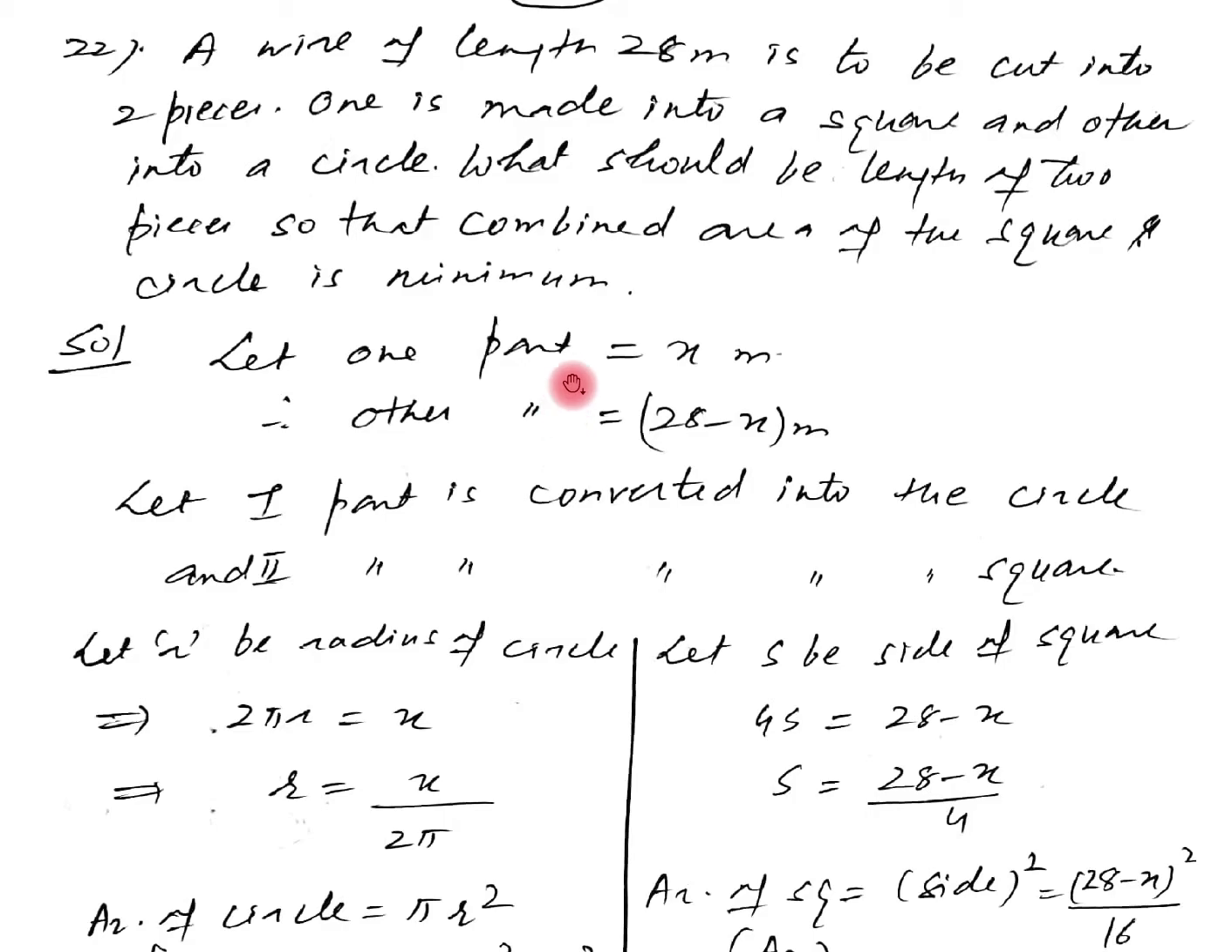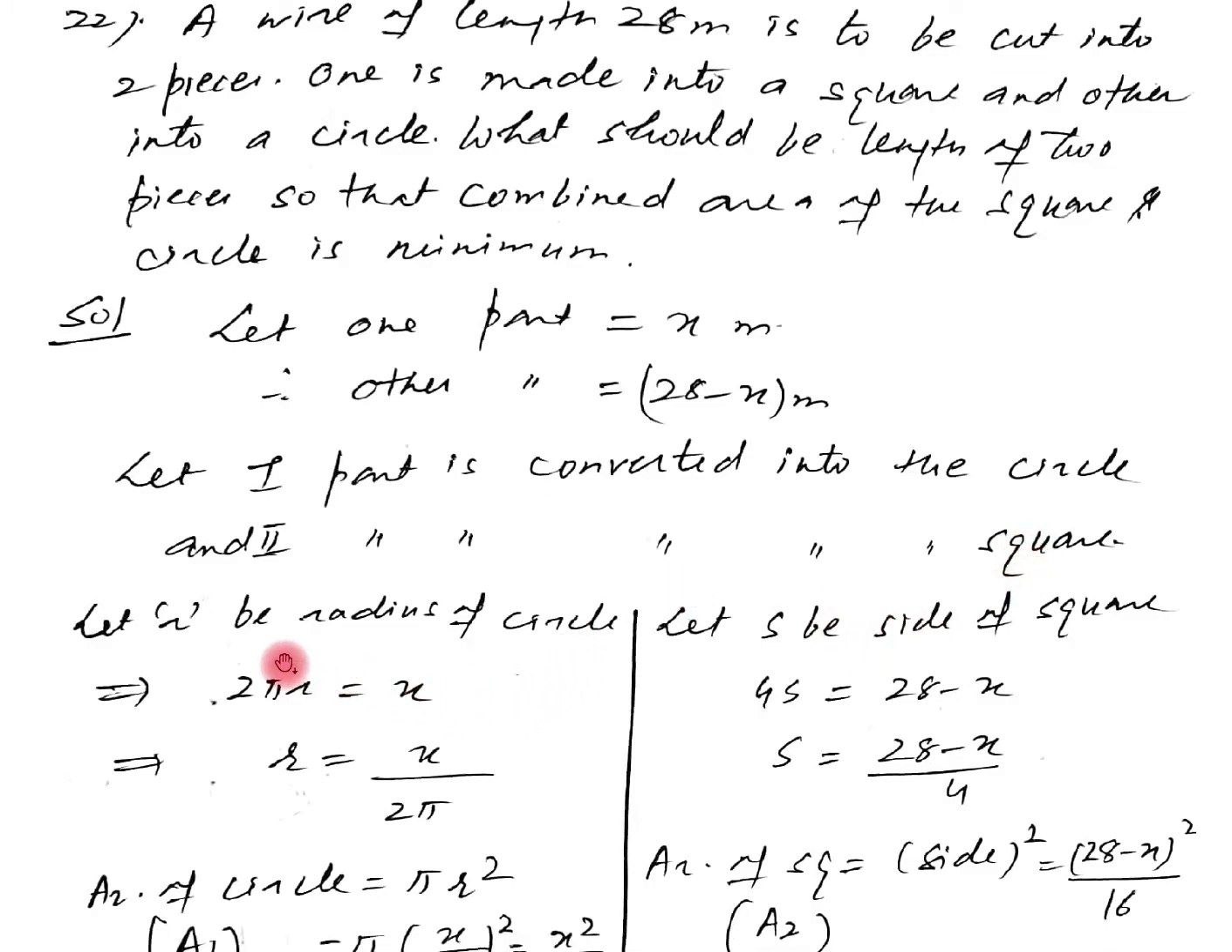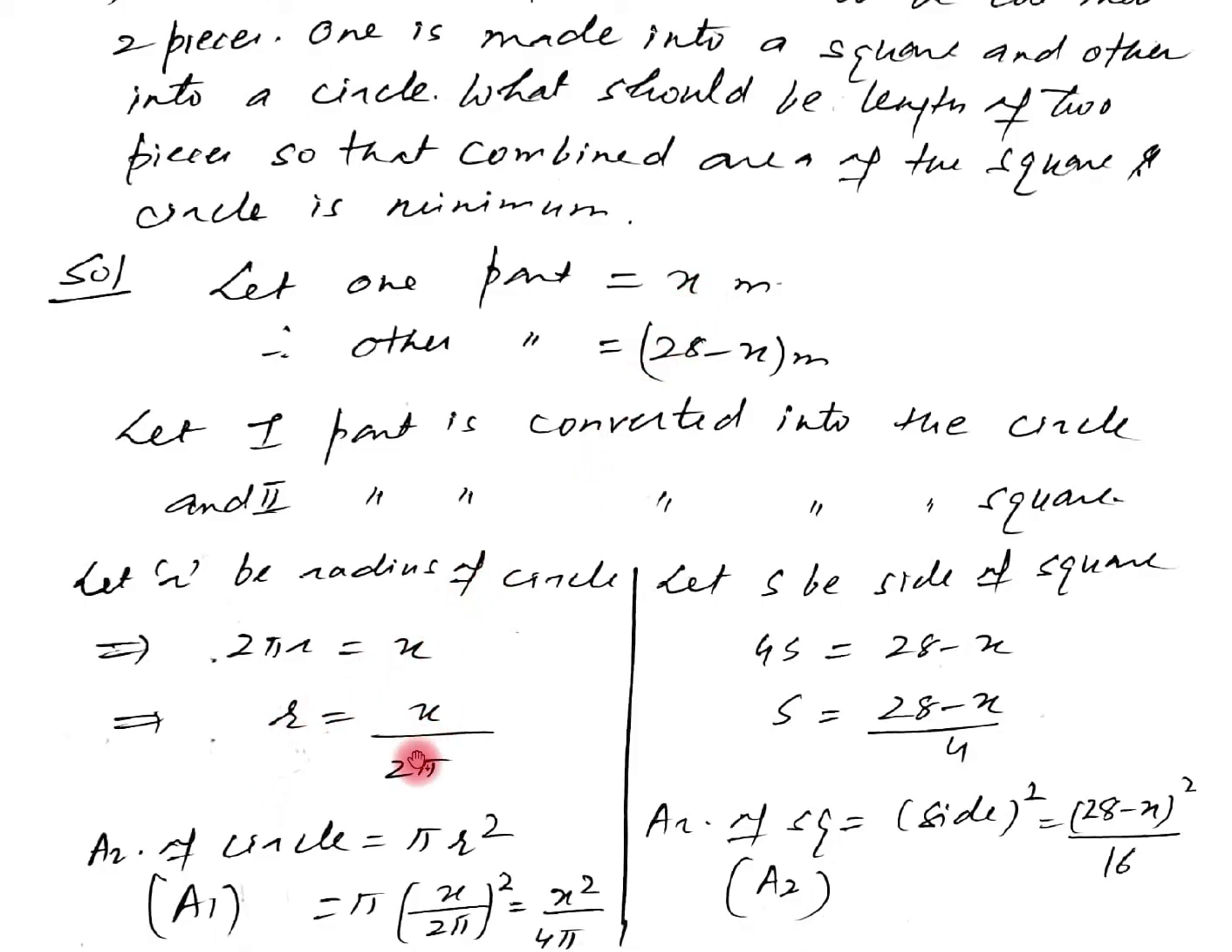Now the total length of the first part becomes the perimeter of the circle. Similarly, the total length of the second piece becomes the perimeter of the square, because we are just folding the wire to get the circle as well as the square. This is important. Let r be the radius of the circle so formed. We know the perimeter of the circle is 2 pi r. It must be equal to x. Similarly, we get r equal to x upon 2 pi.